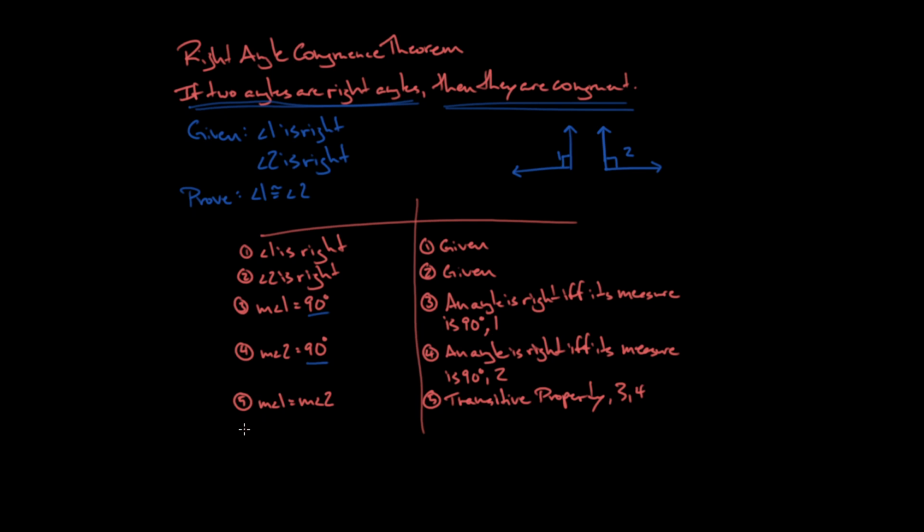So last but not least then, I can close this out with statement number 6, that angle 1 is congruent to angle 2. How do I know that? Well, it's the definition of congruence. If two angles have the same measure, that means they have to be congruent to each other. So I'll use my definition of congruent angles here. Two angles are congruent if and only if their measures are equal.